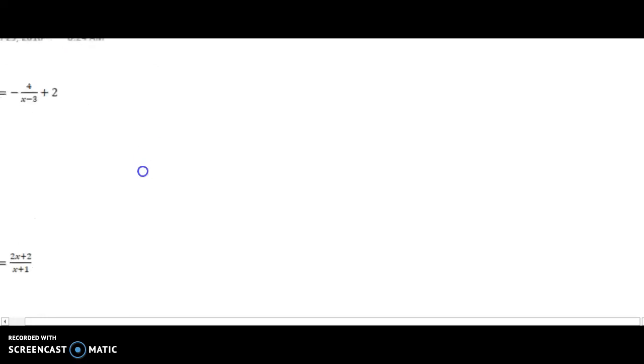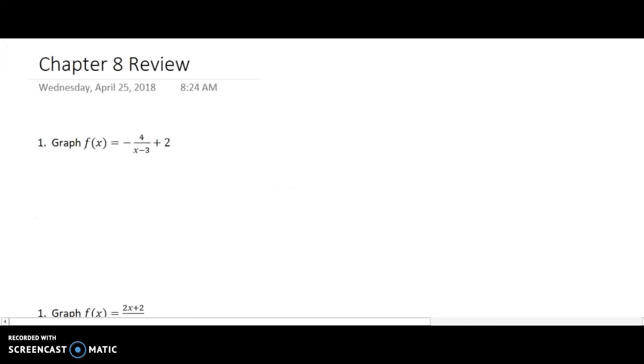Today we're going to review Chapter 8 here, everybody. And we have these three standards. This is I can show understanding of the three standards we've been working on.